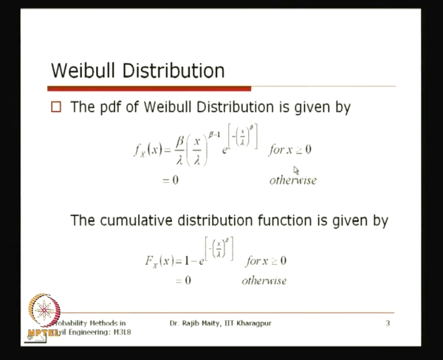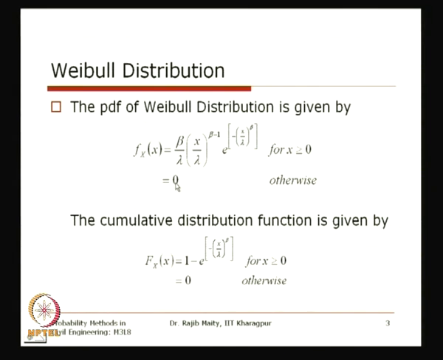So, we will start with the Weibull distribution. The general form of its PDF has two parameters, beta and lambda. The probability density function is beta by lambda, times x by lambda to the power beta minus 1, times exponential of minus x by lambda to the power beta, for x greater than or equal to 0. The support of this distribution is bounded at 0: the lower bound is 0 and the upper bound is infinity.